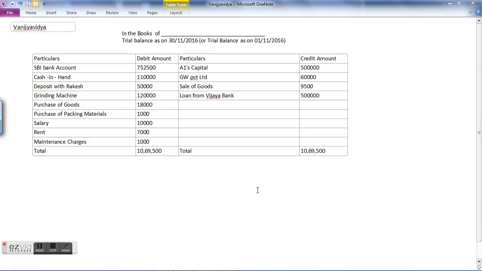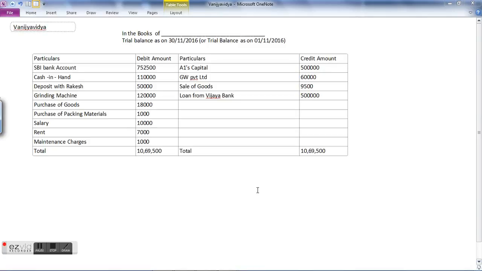You can see now this format is similar to a ledger account. On the left hand side you have all debit entries, and on the right hand side you have all credit entries. Entries in the sense the credit balances. You have it on the right hand side, debit balances on the left hand side, and the total is put on both sides. 10 lakh 69,500, 10 lakh 69,500. Just have a look at it. Okay, this is a horizontal form.